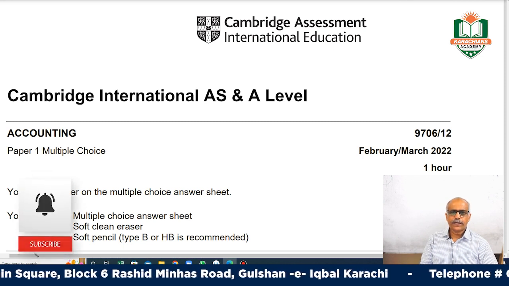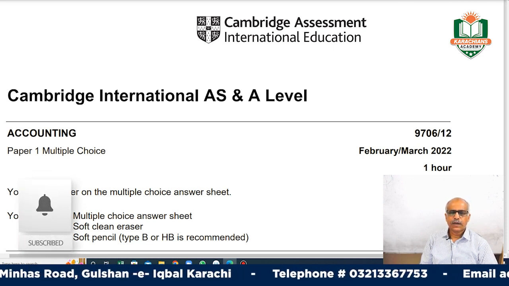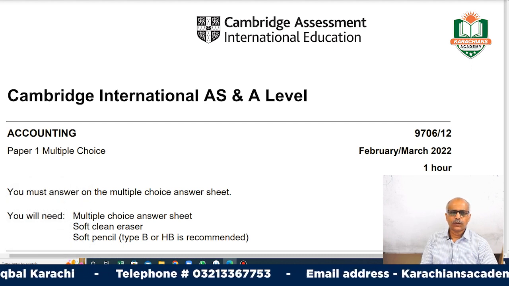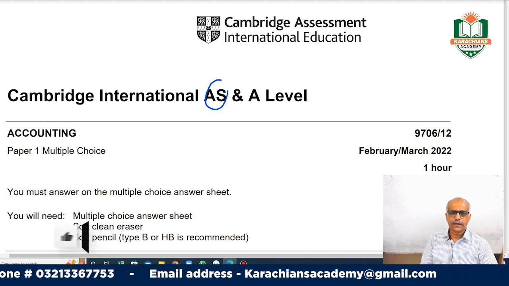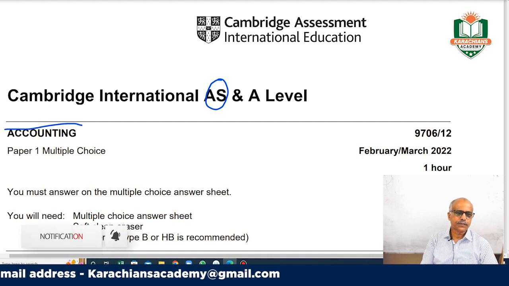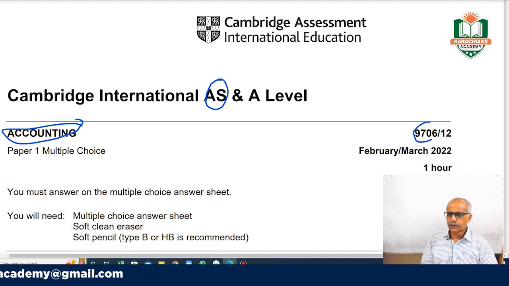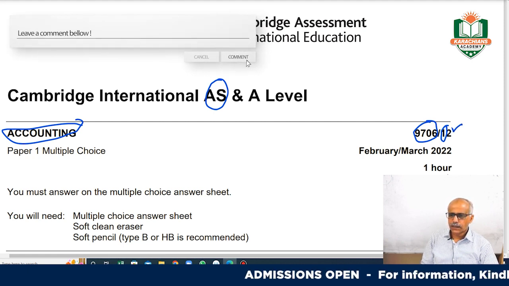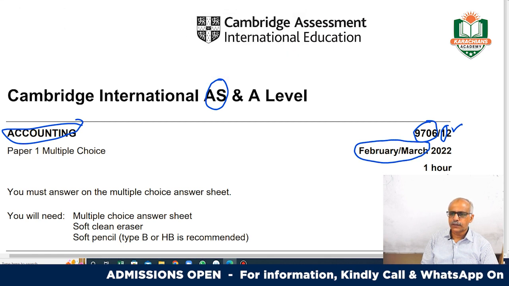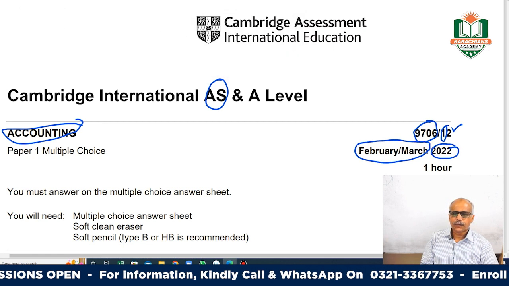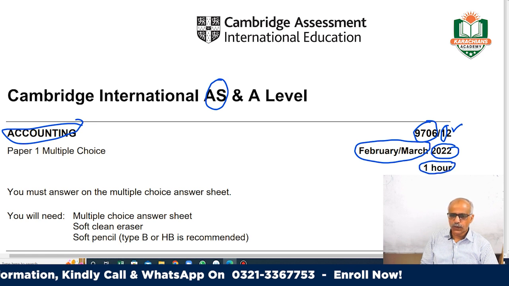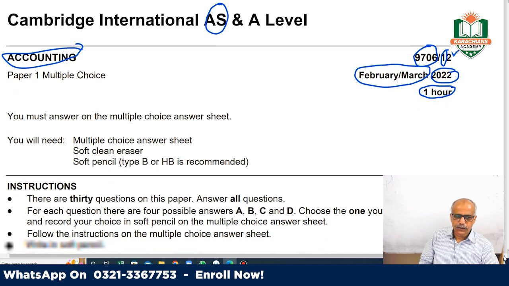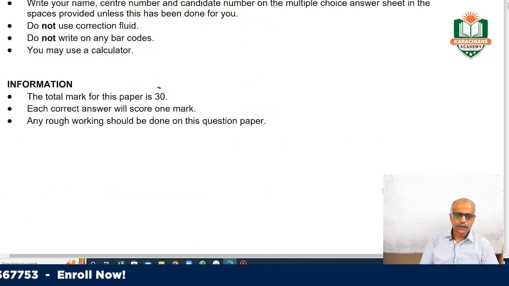So we were doing CIE past papers. We have selected AS level accounting paper 9706, paper 1 of MCQs and its variant 2, attempt February March 2022. Total time allowed is 1 hour and total number of questions are 30, so 2 minutes for every MCQ.